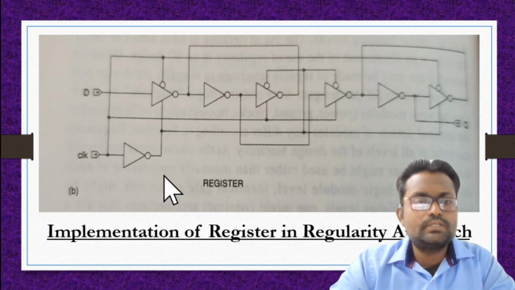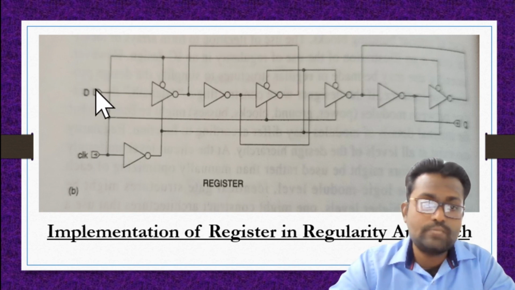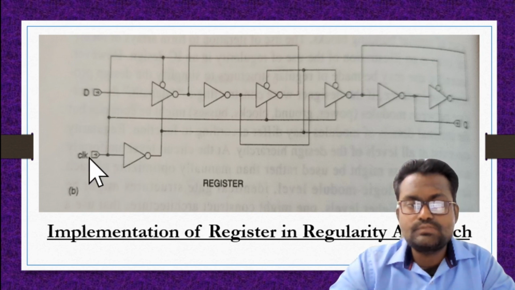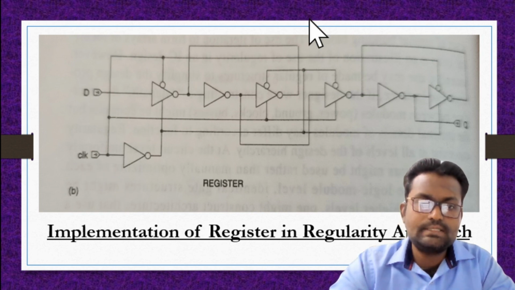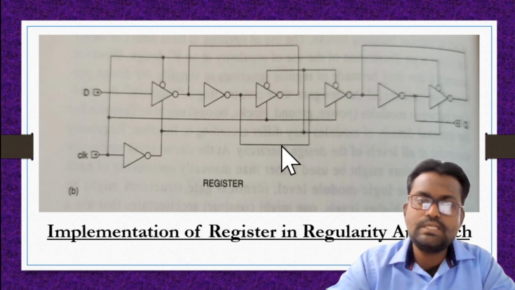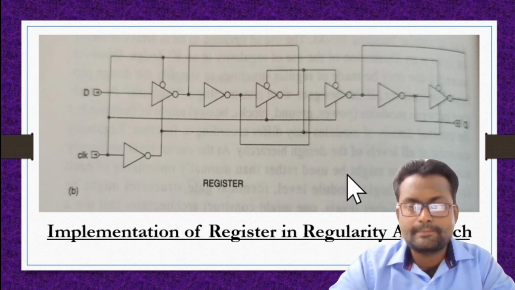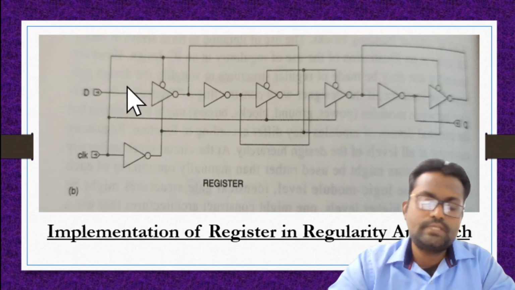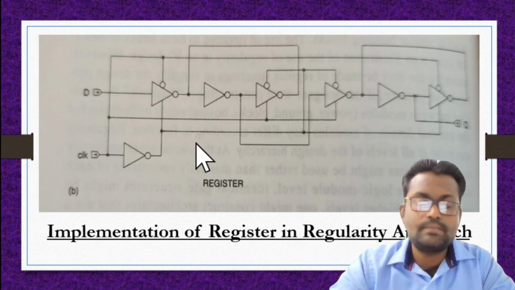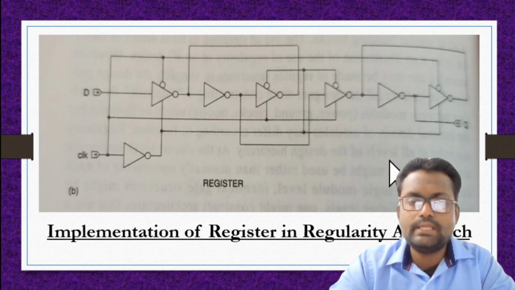Here, this one is the D flip-flop, because the input is represented as D, and this one is the clock. So we can easily say that this one is a single D flip-flop, and this one is in series with again a single D flip-flop. So we can say that two flip-flops make a 2-bit register. Here the 2-bit register is implemented by using tri-state buffer and inverter also. So it is also under the category of logic level regularity approach.